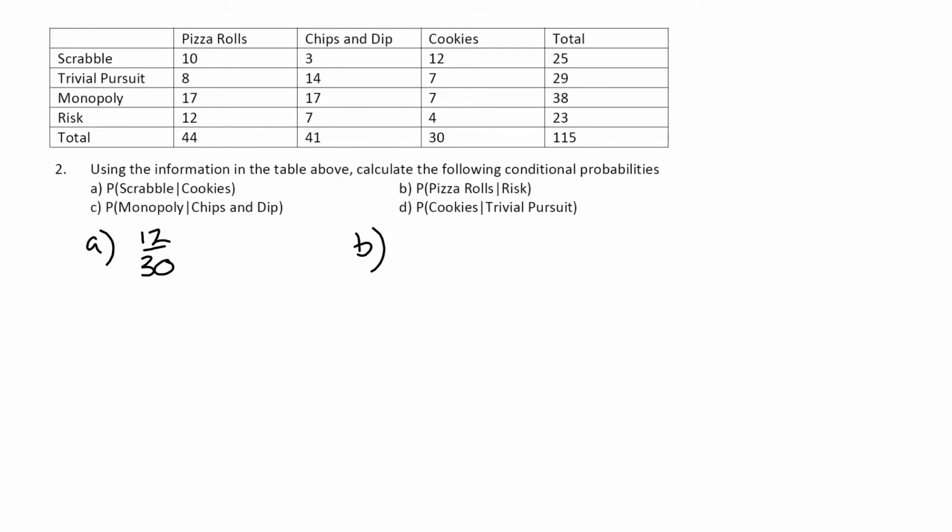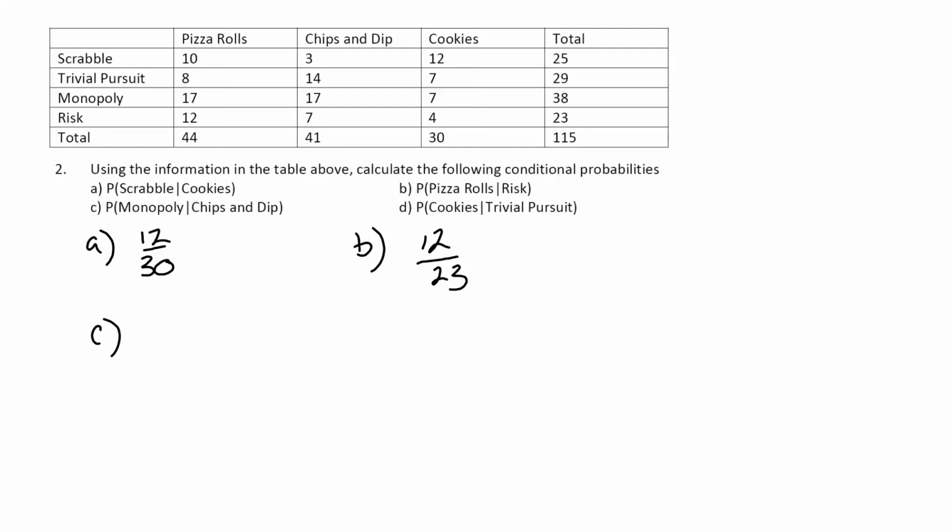Part B, the probability of pizza rolls, given that they're interested in Risk. So again, we look at just the Risk line. So we ignore everything else in the table. We focus just on the Risk line. The denominator becomes the total for Risk, and the numerator will be wherever the pizza rolls fall on the Risk line. So pizza rolls are 12 on the Risk line. So the probability of pizza rolls given Risk is 12 out of 23.